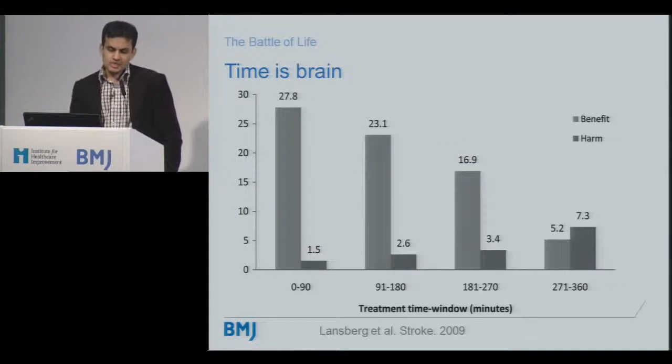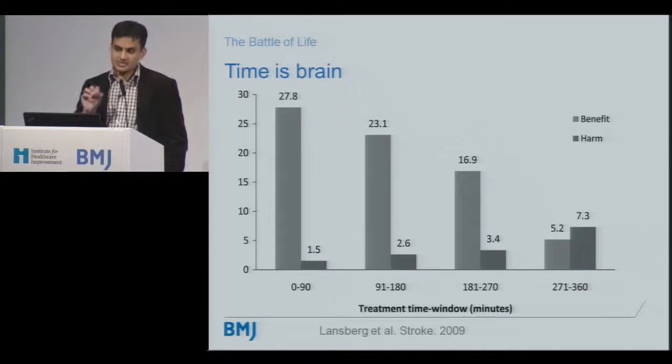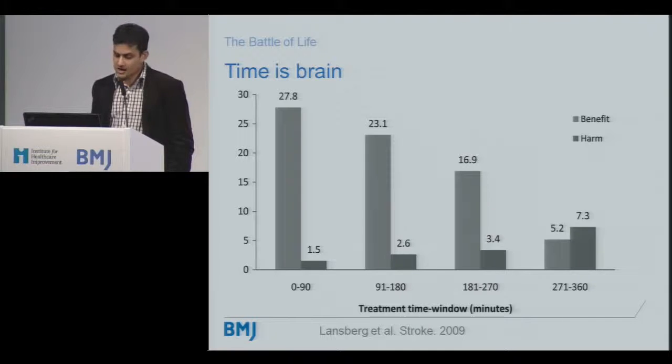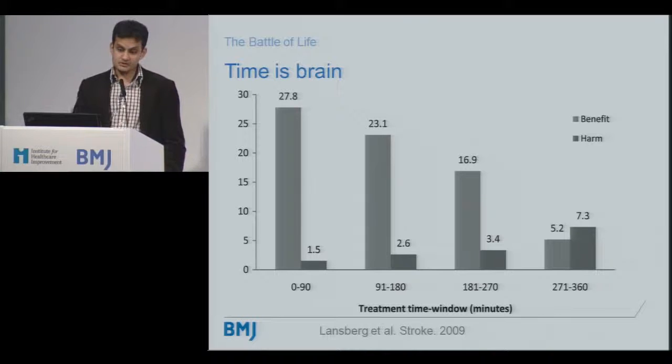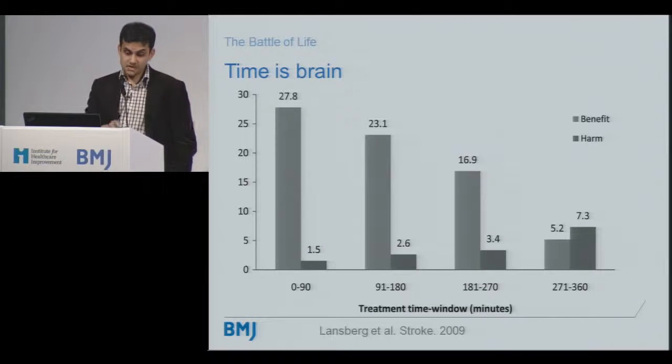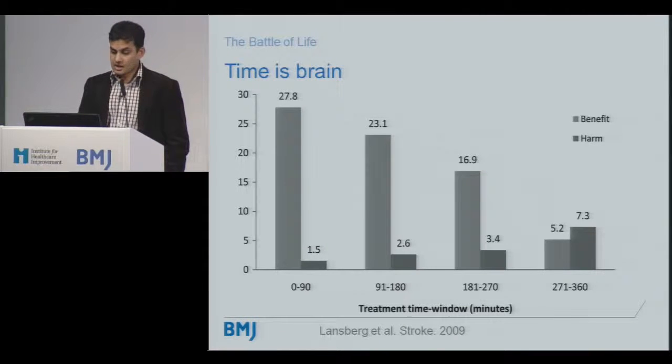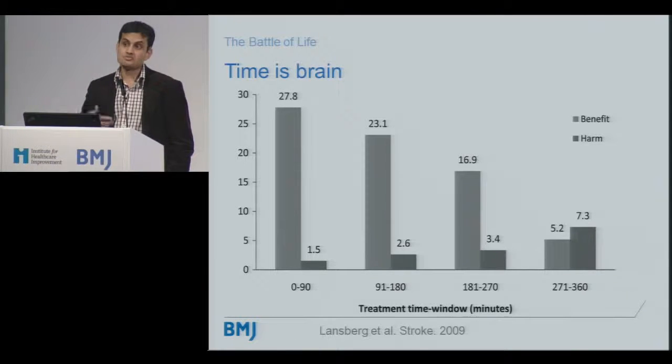And one other point I want to make from the research that we have is that time is brain. So in stroke thrombolysis, it's crucial that patients are treated early, not just within the 3 hours, but even if you subdivide that 3 hours, as we've done in these graphs. So the graphs here at the bottom, you can see time in 90-minute intervals from the time of stroke. And on the y-axis, you can see the benefit and harm. So the light gray is the benefit, and the dark gray is the harm. So you can see that even within the first 3 hours, if you do it within the first 90 minutes, there's an even greater benefit. And as time goes on, there's less and less benefit, and there's more and more harm. And that's mainly from the risk of bleeding because of the drug.